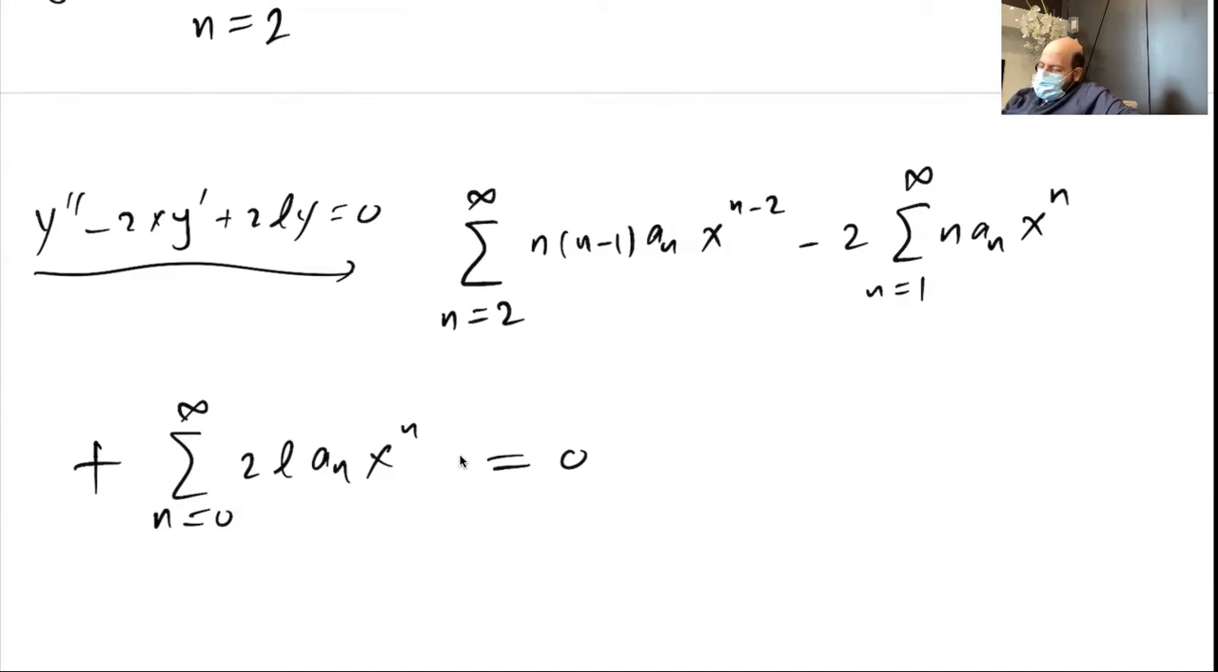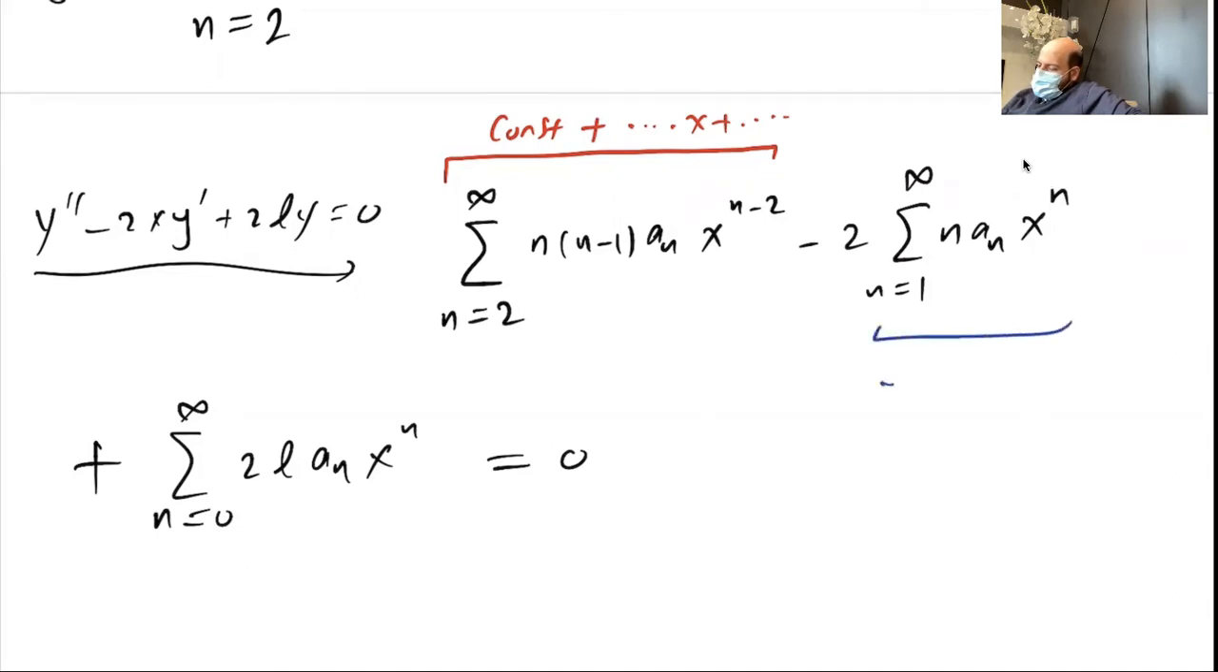Look at the first sigma. It starts with 2, but it's n minus 2 here, so I start with x to the power 0, which is a constant term. Then I'll have an x term, an x squared term, and so on. So this sigma can be written as a constant term plus something times x and so on. What about this one? This one is x to the power n, starting with 1, so I start with an x term. Because if n is 1 here, I'll have x, then x squared, and so on. So this one starts with something times x plus something times x squared plus.